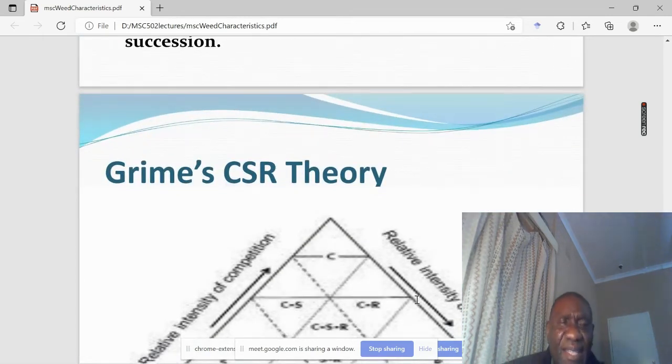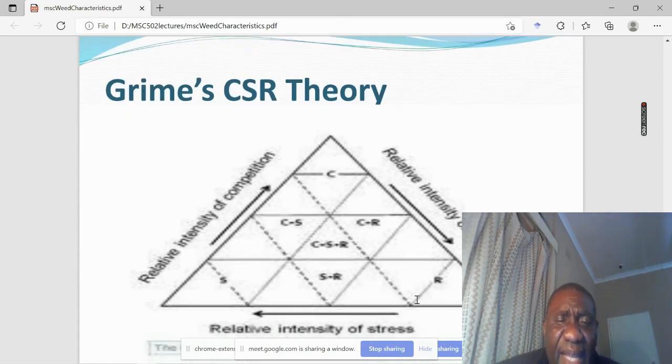Now, the Grime's CSR theory. Let's suppose you were collecting data in the field and you wanted to analyze it. Normally, we use a triangle. It's a special triangle which is used to analyze the situation. Let me just explain this triangle.